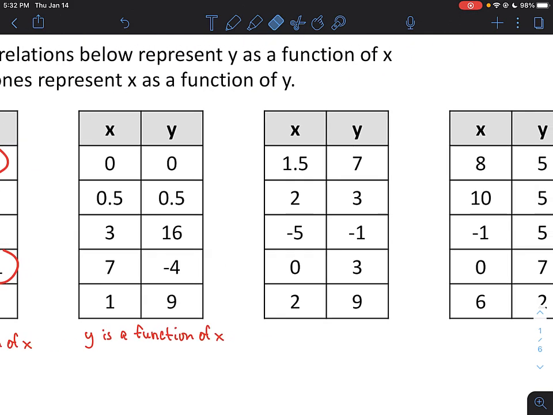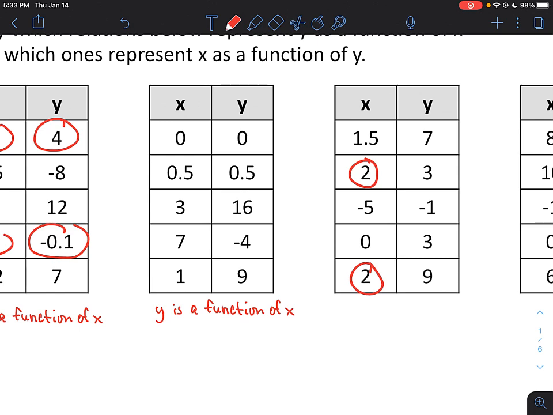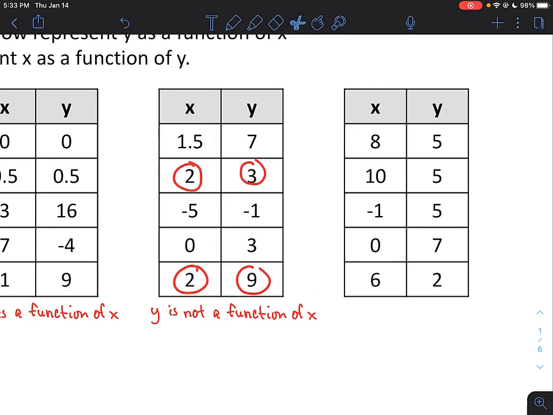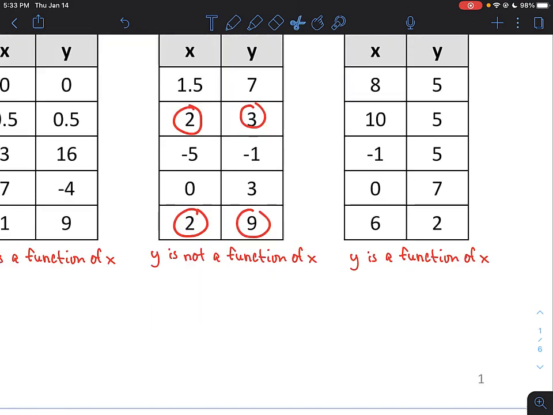Let's look at the next relation. Scanning the x coordinates, I do see that there are 2 that are repeated, 2 and 2, and they do have different y coordinates that correspond to them, 3 and 9. So we would say y is not a function of x. And let's look at the last one. In this last case, we have no repeat x's here in this column, so we are going to be safe to say that y is a function of x.